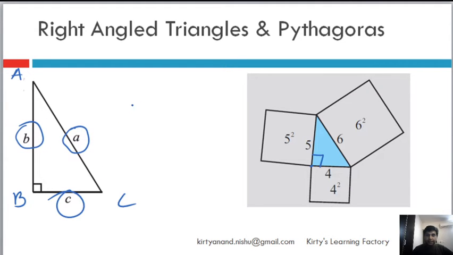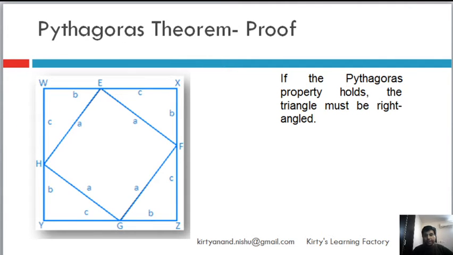Okay, and the Pythagoras theorem says that the perpendicular square, which is AB square, plus the base square, which is BC square, is equal to AC square. That is your Pythagoras theorem, nothing else. Okay, and now we are going to prove the Pythagoras theorem. That's all we are going to do.